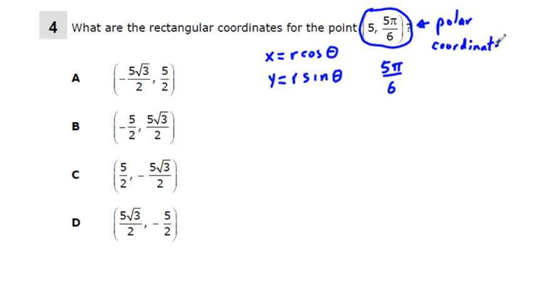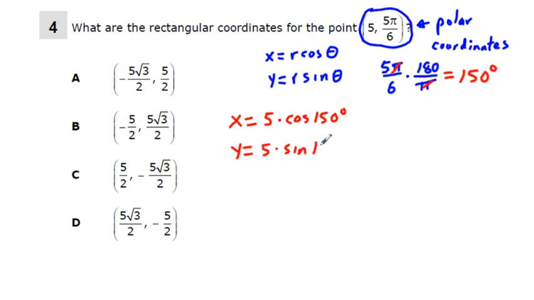So we can change this measure of angle in radians into degrees by multiplying by 180 over pi, and we cancel. When we work all this out, we're going to get 150 degrees. I'll spare you the trouble. So x is going to be r. Well, in a polar coordinate pair, r is our first term here, which is 5 times cosine 150 degrees, and y equals 5 times sine 150 degrees.